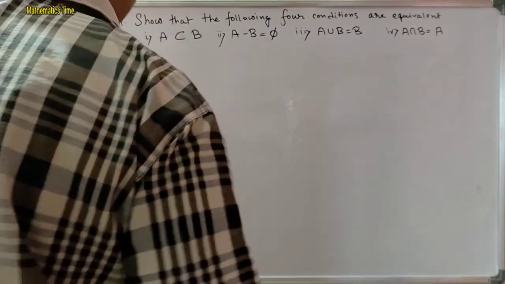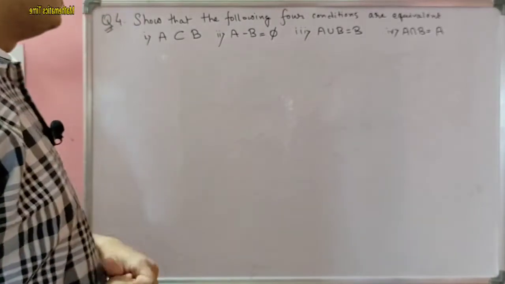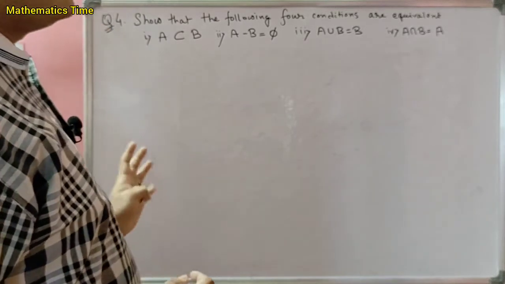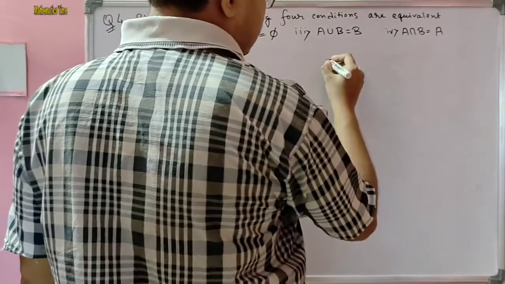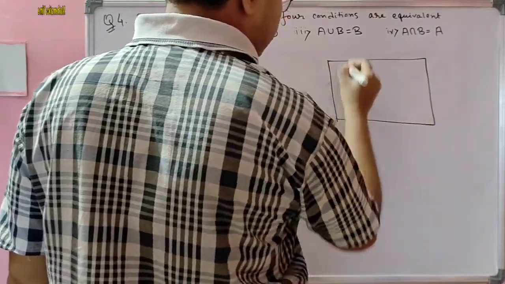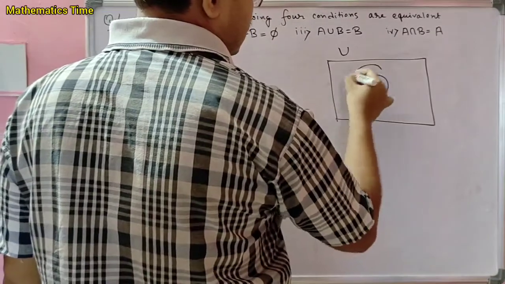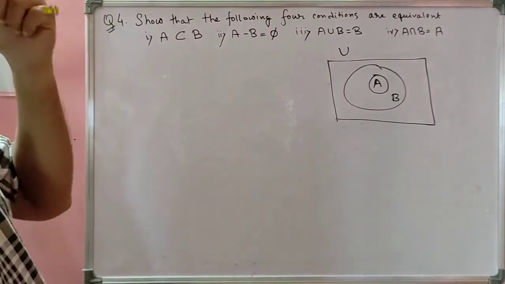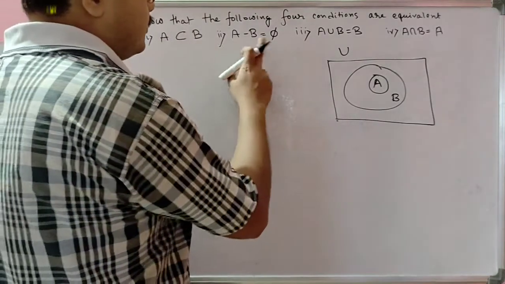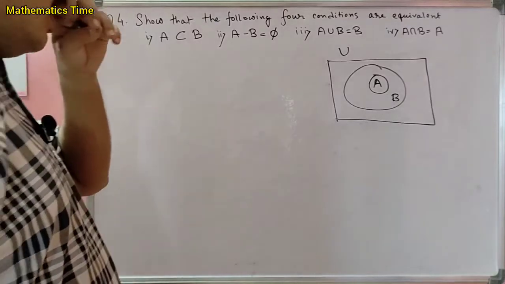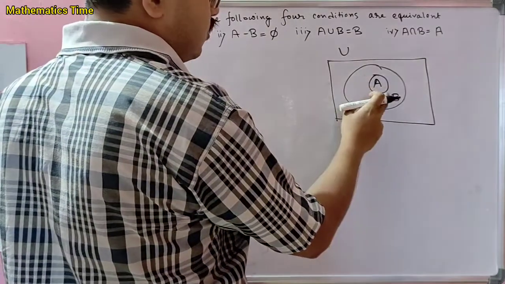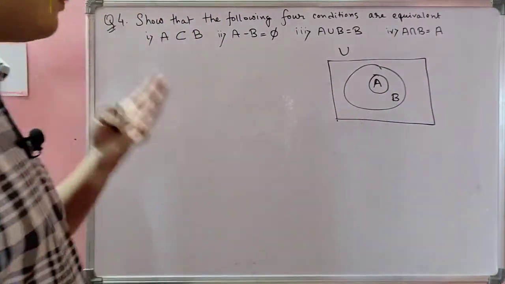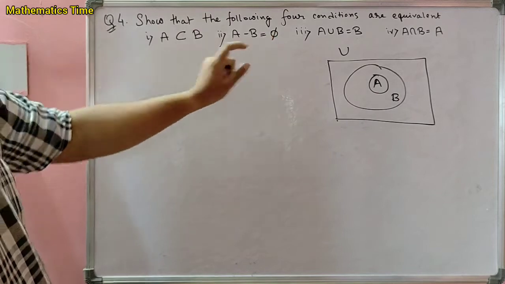So our next problem is to show that the following 4 conditions are equivalent. Before solving this mathematically, let's try to understand this with a diagram. This is a Venn diagram, this is the universal set, we are taking a set A and this is a set B. So the first condition is satisfied, A is a subset of B. Now A minus B equals the empty set. Is this satisfied? If we eliminate elements of B from A, what will we get? Nothing. A itself got subtracted from itself, so the set will be empty.